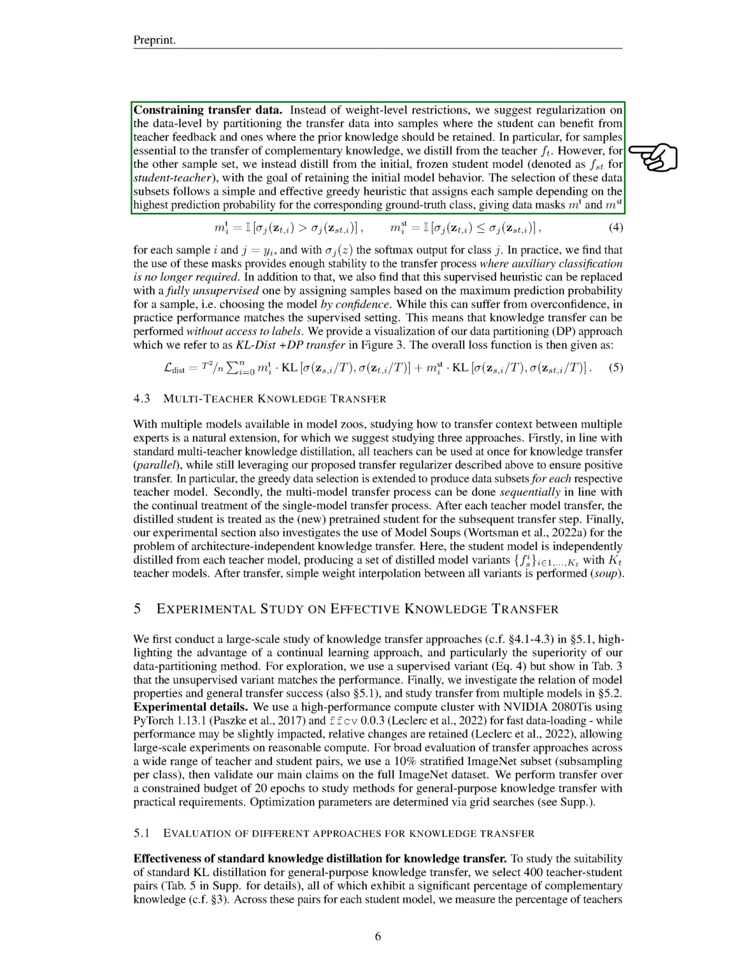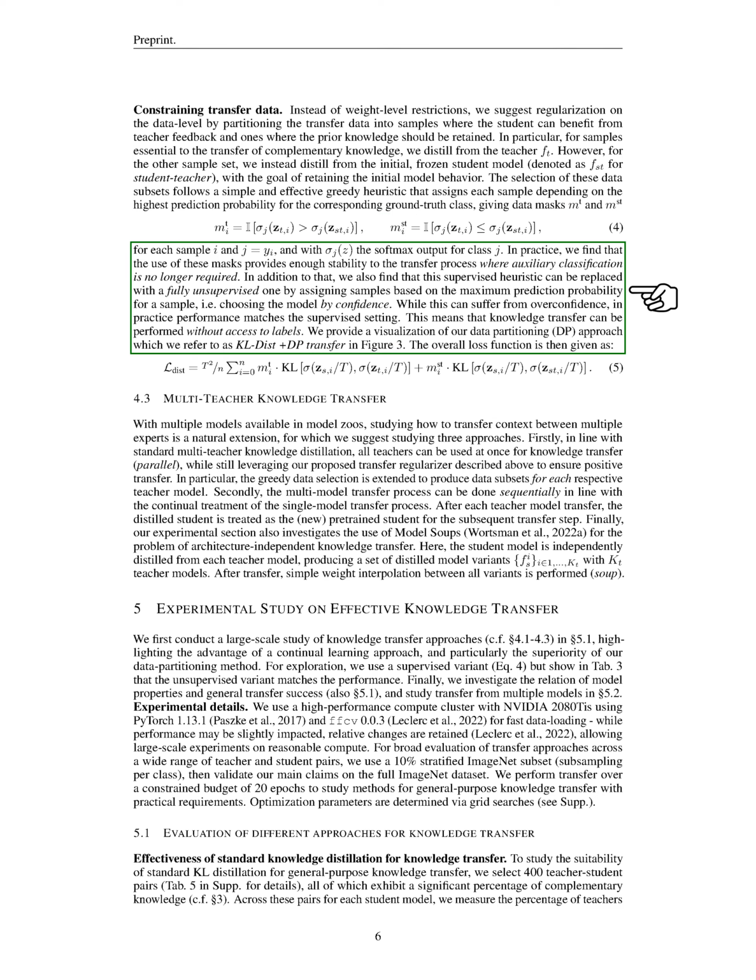Instead, we suggest partitioning the transfer data into samples where the student can benefit from teacher feedback and ones where the prior knowledge should be retained. For samples essential to the transfer of complementary knowledge, we distill from the teacher model. For the other sample set, we distill from the initial, frozen student model, with the goal of retaining the initial model behavior. We assign each sample based on the highest prediction probability for the corresponding ground truth class.